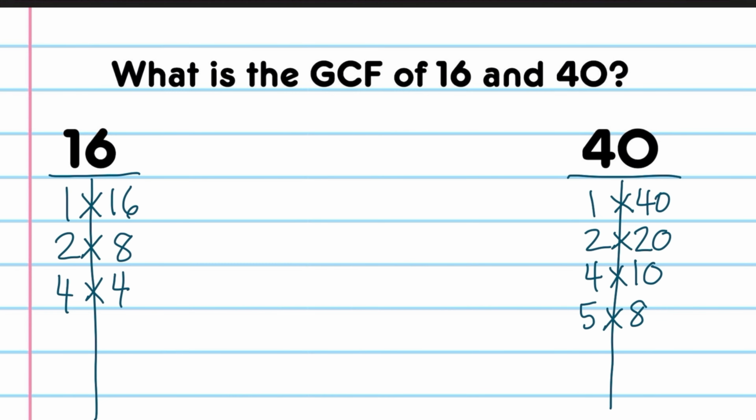So now what is the greatest factor that they have in common? Because they share a 1, they share a 2, they share a 4, and they share an 8. So the biggest factor or the greatest factor they have in common is 8. So my GCF of 16 and 40 is 8.